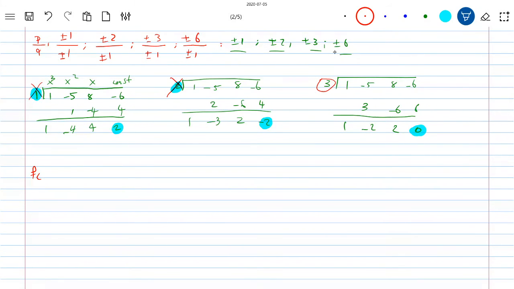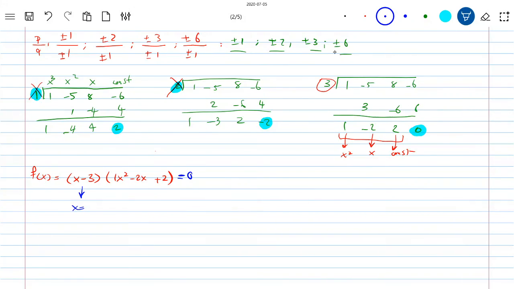So I can say f of x is basically x minus 3. This is one of the zeros. If you remember, if you divide by x minus 3, what you get is these terms. This is the constant. This is the coefficient of x squared. Which means I have 1x squared minus 2x plus 2. Now, this is my polynomial. And if I set it equal to 0, what I get is x equal to 3.